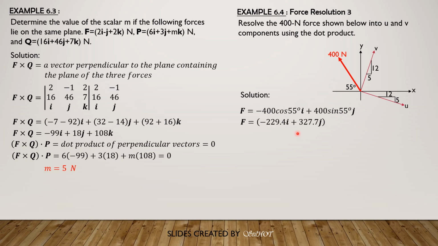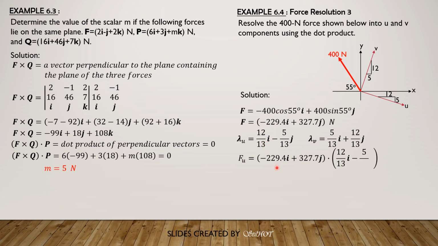So negative 229.4 i plus 327.7 j newtons. The unit vector u, or lambda u, is 12 over 13 i minus 5 over 13 j. Then the unit vector v is 5 over 13 i plus 12 over 13 j. Obtaining the dot product, remember that the dot product of F and the unit vector u is Fu. So Fu is negative 229.4 times 12 over 13.